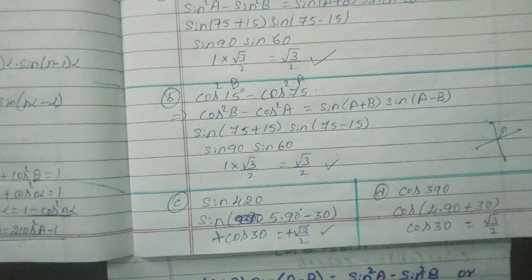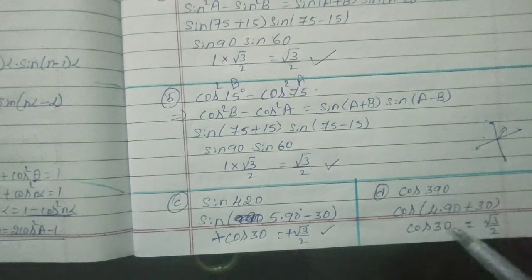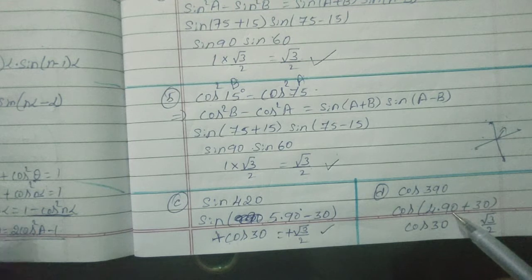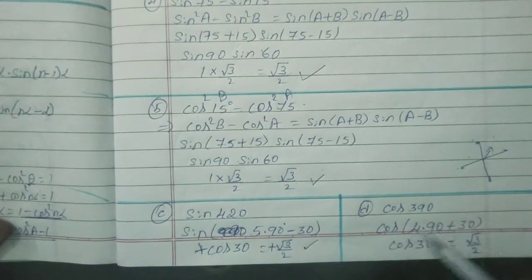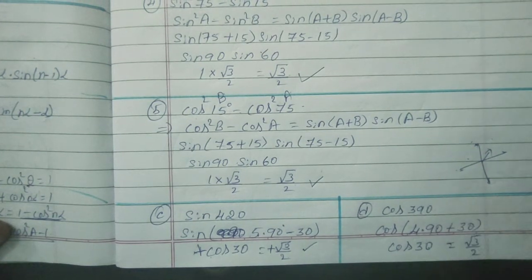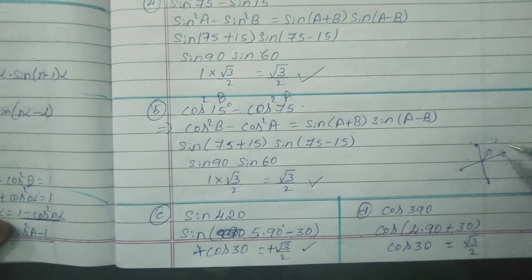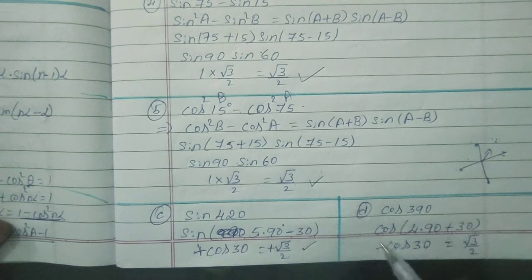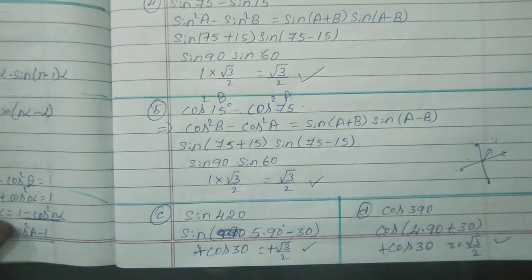Then cos 390. This we can write as 4 times 90 plus 30, because 360 plus 30 is 390. So it is an even number, so the ratio stays as it is, theta is 30. Now 390, where does it come? 1 time, 2 times, 3 times, 4 times 90, plus theta means it is in the first quadrant. In the first quadrant, cos is positive, so positive cos 30, value root 3 by 2.